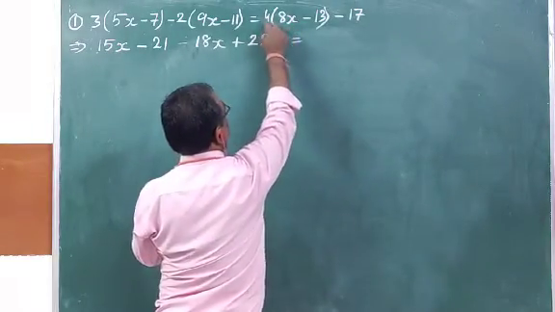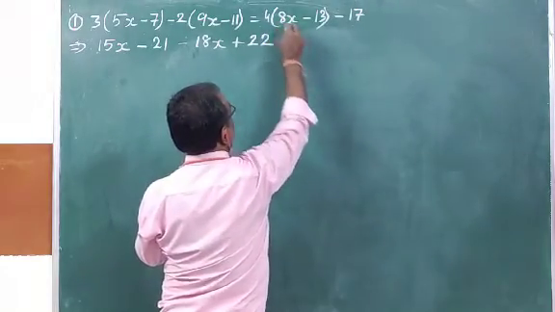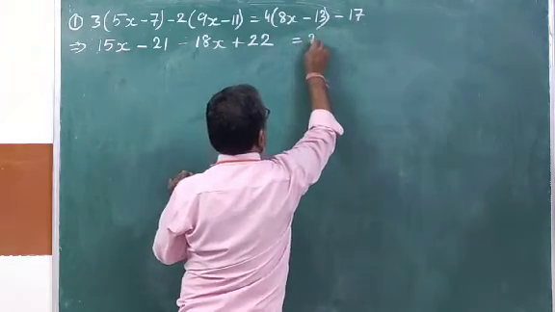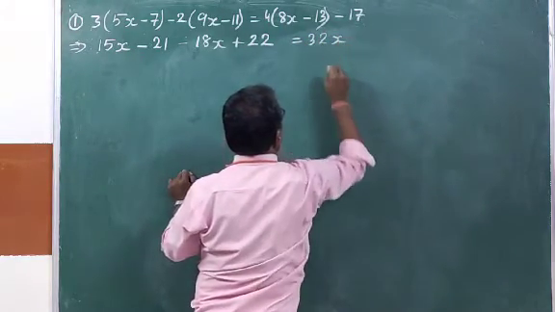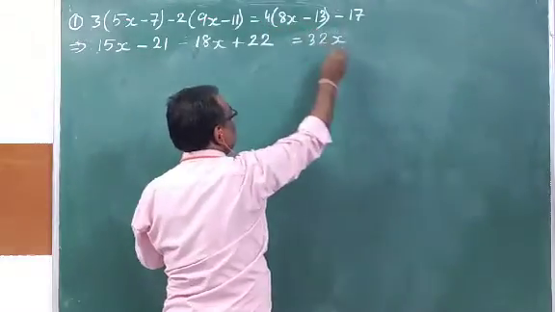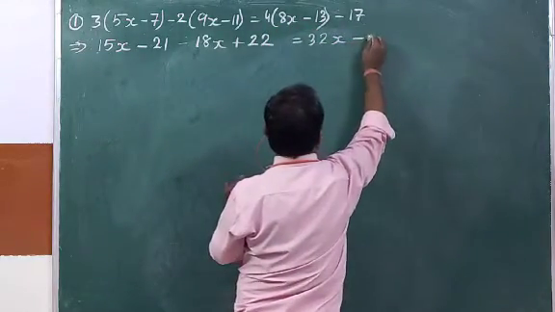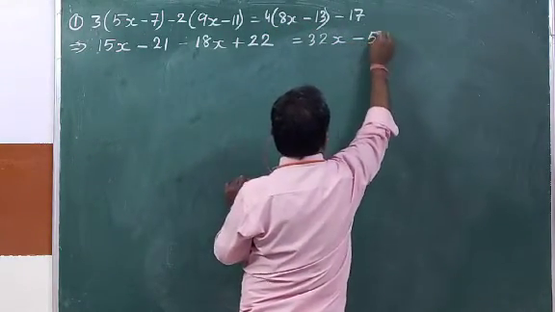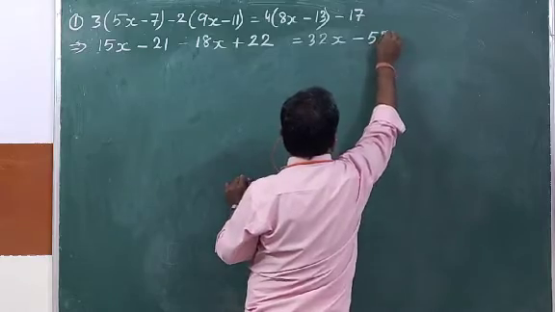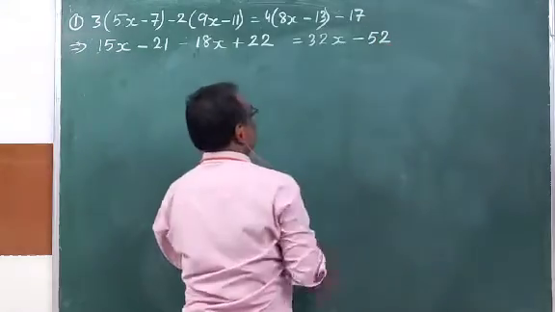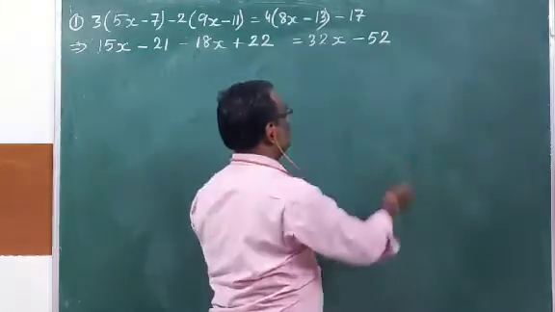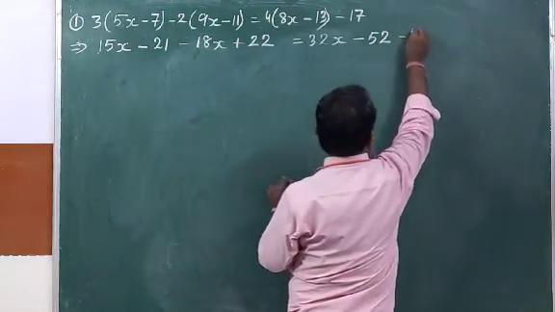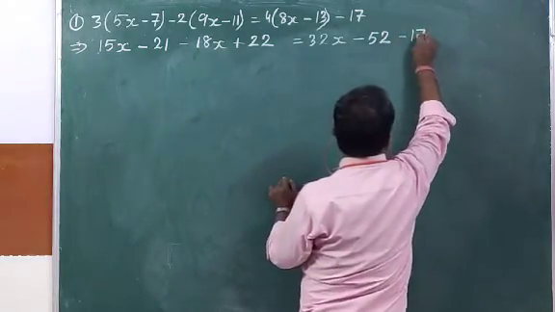Now multiply plus into plus, we will get plus 4 into 8, we will get 32. Then we will get here x. Now plus into minus, again we got minus. 13 into 4, we get 52. Okay, so this bracket also we have removed. Now here you can see minus 17 is given there, so put here minus 17.